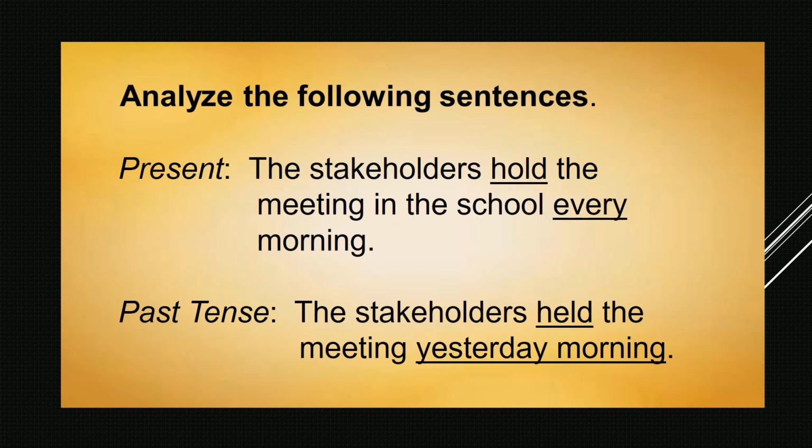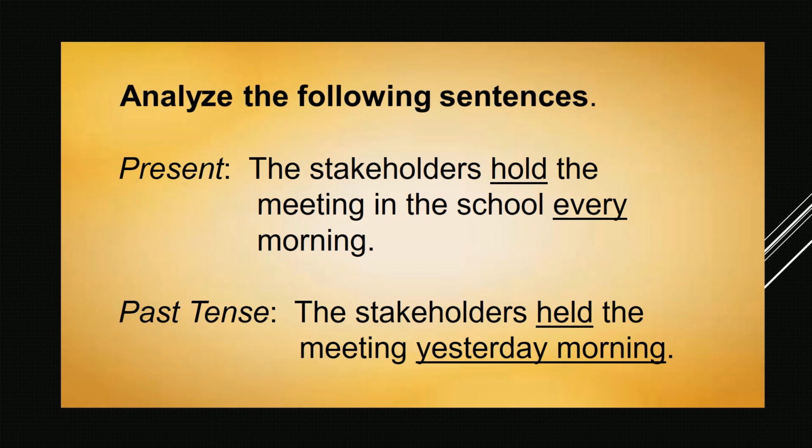Analyze the following sentences. In the present tense, we say the stakeholders hold a meeting in the school every morning. Since the subject here is plural, the verb is in the simple form, and the action happened repeatedly or regularly because of the time expression every morning.